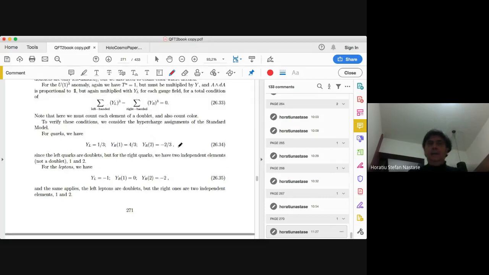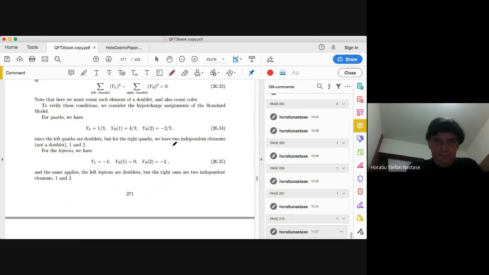And so we can verify this condition. Again, this is information that is not given here, but we should say that the assignment for quarks is YL is 1/3, Y right of the first component, so up, is 4/3, and Y right of the second component, so down, is minus 1/3. And for the leptons, we have YL is minus 1, Y right of the first, up component is 0, and Y right of the down component is minus 2.